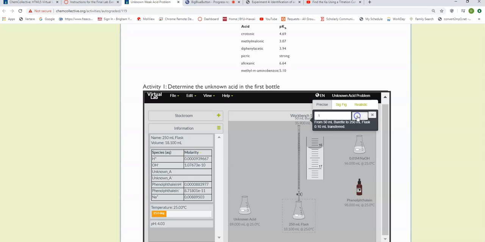We're at 4. Okay, this is for crotonic acid. I'll get it. So I'm going to just add a milliliter at a time there. 4.1, 4.14. So did we pass our, where did we say it would be for diphenylacetic acid?